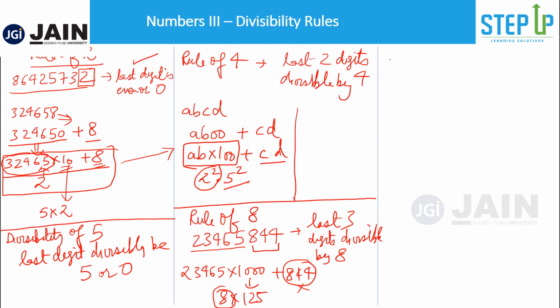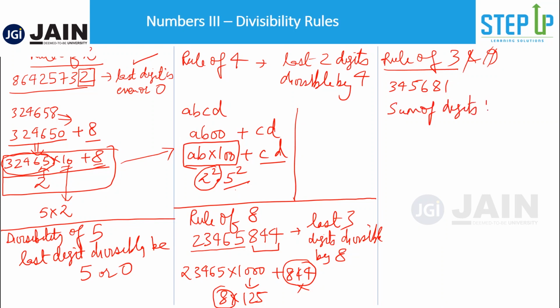Now let's come to the rule of 3. Rule of 3 works the same as the rule of 9, so I can say this is the rule of 3 or 9. Let's take 9 separately. Let's say you have to check the number 345681, whether it is divisible by 3 or not. The rule is the sum of digits has to be divisible by 3. Now how do we arrive at this?